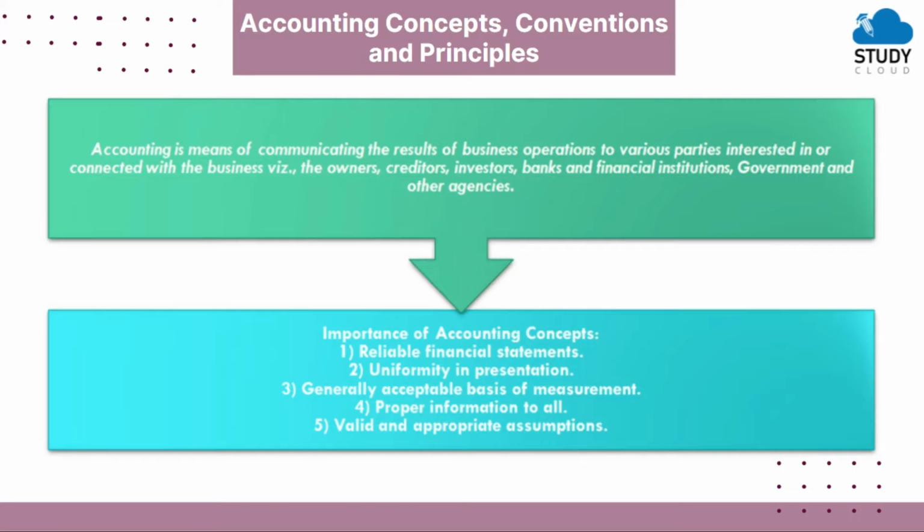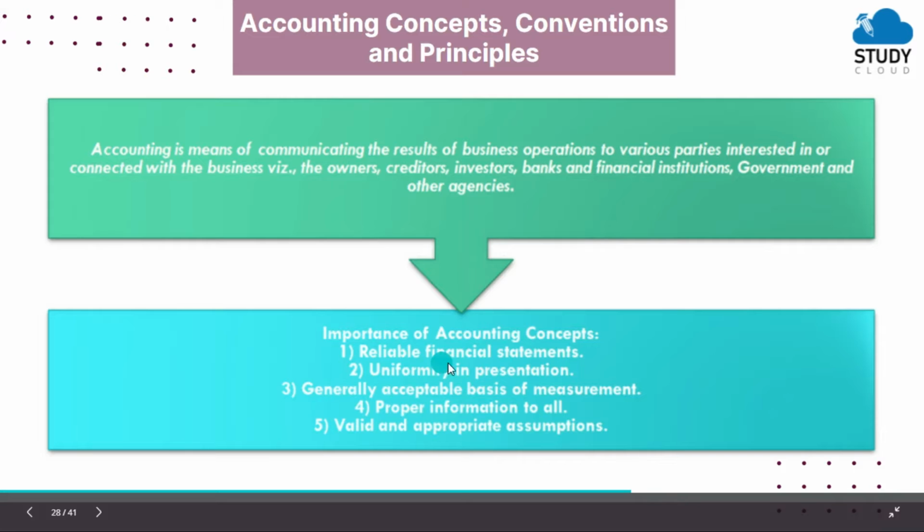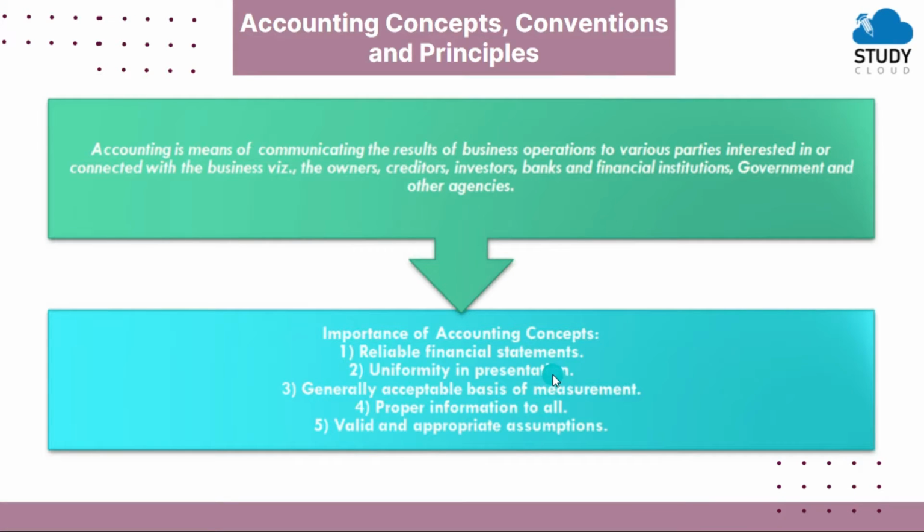Now there are important accounting concepts. First is reliable financial information. So all the financial statements prepared by following different accounting concepts should be reliable, or we can say acceptable. Second is uniformity in presentation. All the accounting concepts which we use should be uniform, should be similar, should be same. There should not be any changes in the format of accounting.